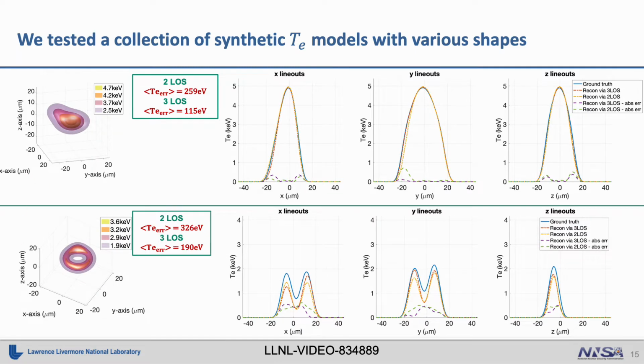And then for these other two models, as you can see here in the central lineout, the most challenging model to reconstruct is the torus, the toroidal shaped hotspot. And by fielding the extra line of sight, we also managed to reduce the error here by 2 to 3 times.